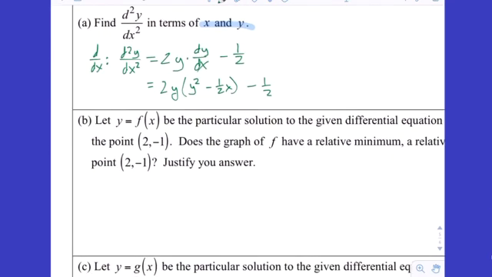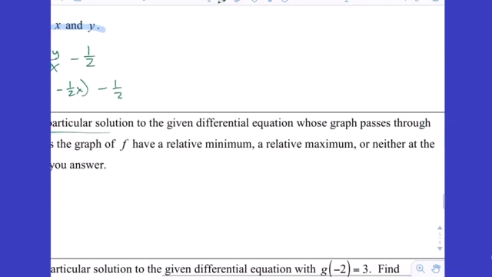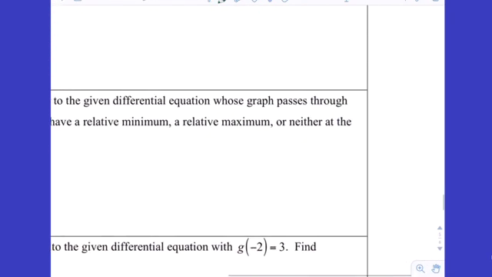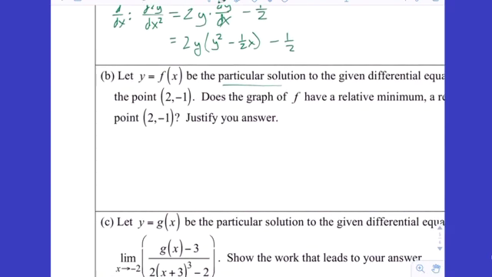All right, part B. Let y equals f of x be a particular solution to the given differential equation whose graph passes through the point (2, -1). Does the graph of f have a relative max, a min, or neither at the point? Justify. So we're at the point now where we can have these free response questions that cover anything in the whole wide world that we've covered so far this year.